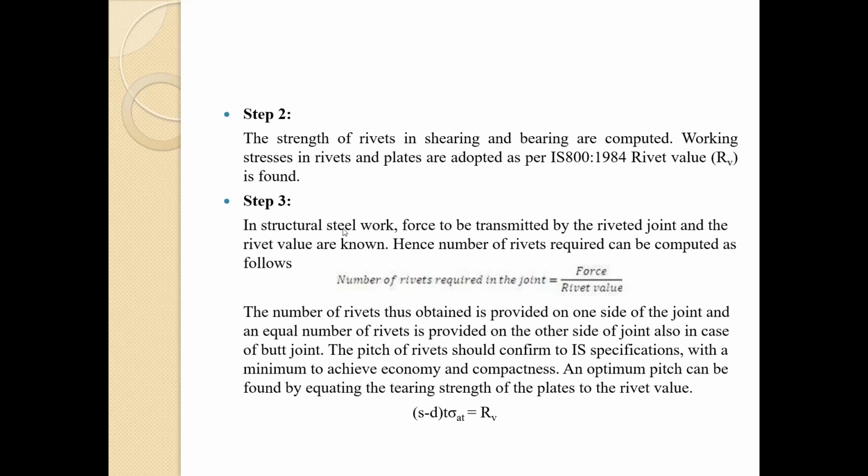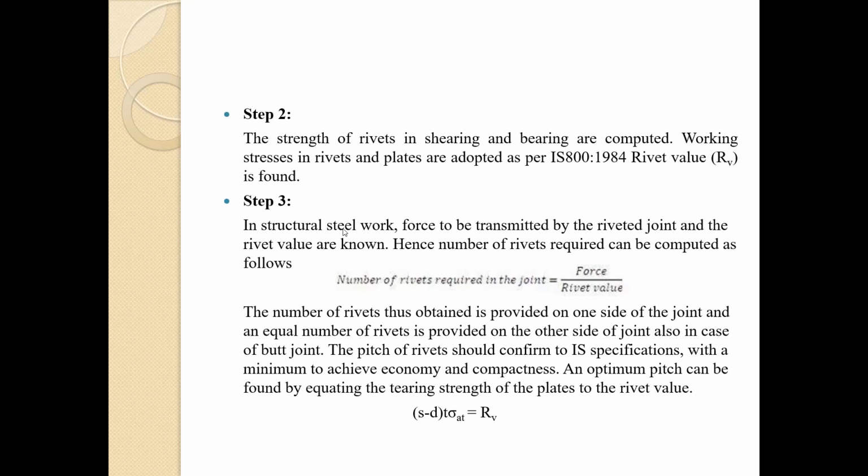The number of rivets thus obtained is provided on one side of the joint, and an equal number of rivets are provided on the other side of the joint. This is applicable only for the butt joint where a cover plate has been provided. In case of a lap joint we don't require this, because the members are overlapped. The pitch of the rivet should conform to the IS specification, with a minimum to achieve economy and compactness. So while deciding the pitch, it should be compact and economical as well.